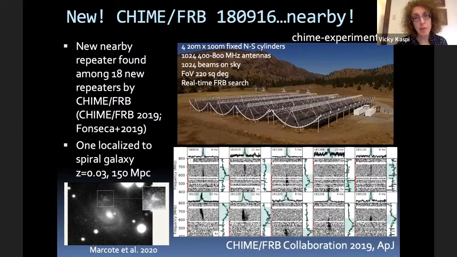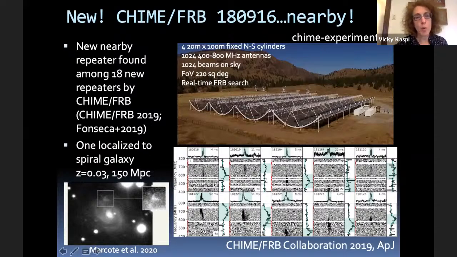We have 1,000 independent beams on the sky. It's like having 1,000 GBTs all at the same time. And we're doing a real-time FRB and single pulse search using this. We found 18 new repeaters. We've actually found much more, and we're working on publishing more of them.